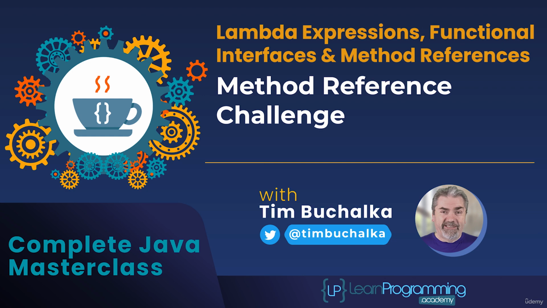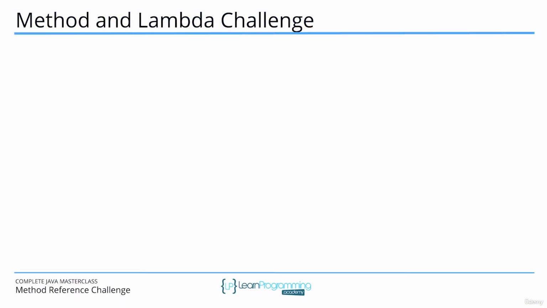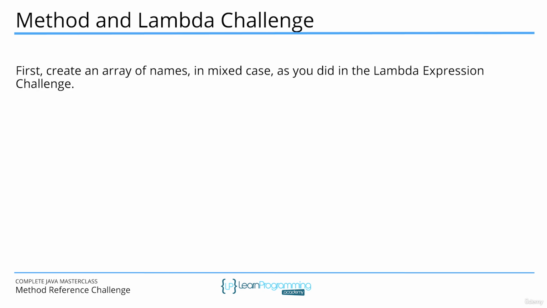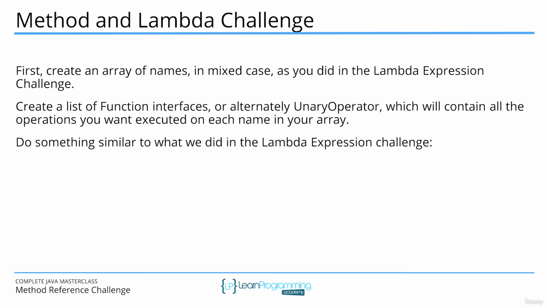At the end of the last video, I introduced you to the transform method on string. In this challenge, I want you to explore what you can do with that method. First, create an array of names in mixed case, as you did in the Lambda expression challenge. Create a list of function interfaces, or alternately, unary operator, which will contain all the operations you want executed on each name in your array. Do something similar to what we did in the Lambda expression challenge.